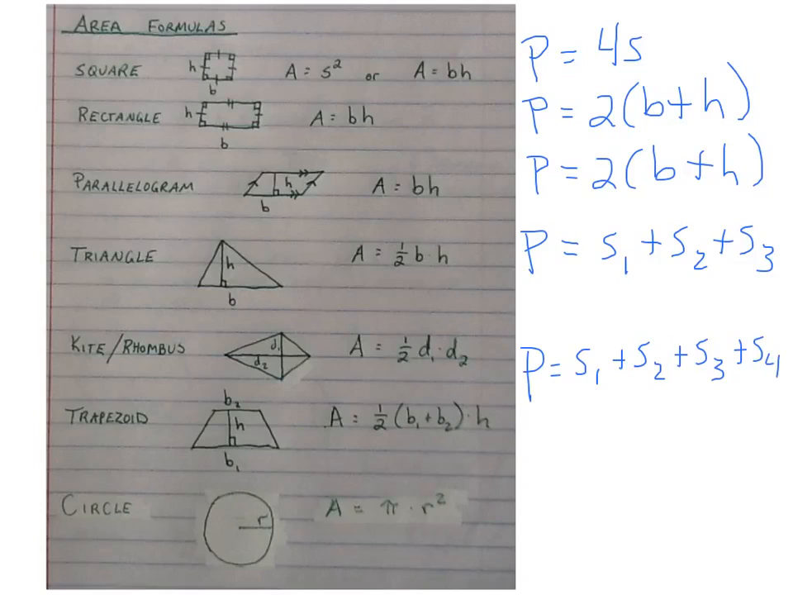Finally, the only difference for us is the perimeter of a circle we actually call circumference, and the circumference is calculated 2 pi r. And we'll see this equation on the first page of our notes for this lesson.